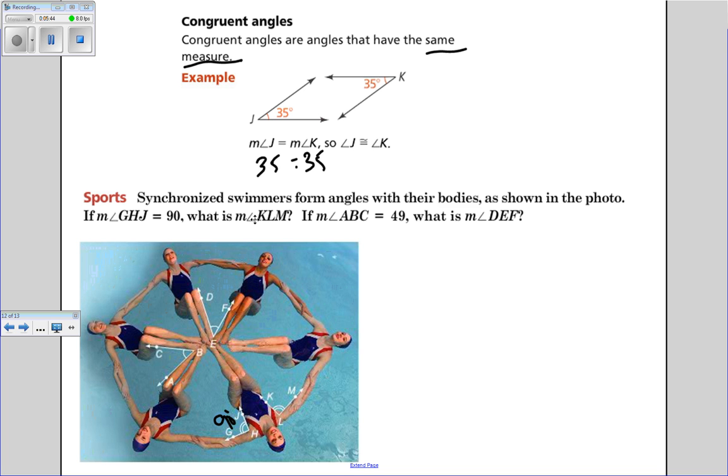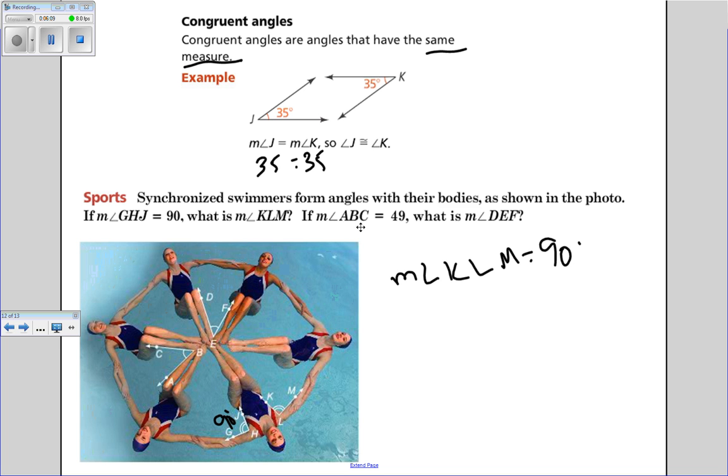And I want to know, what is the measure of angle KLM? Well, here's KLM, right down here. Now notice, this has two arcs, and the measure of angle KLM has two marks. That lets me know that these two are congruent angles. So the measure of angle KLM is also 90 degrees.